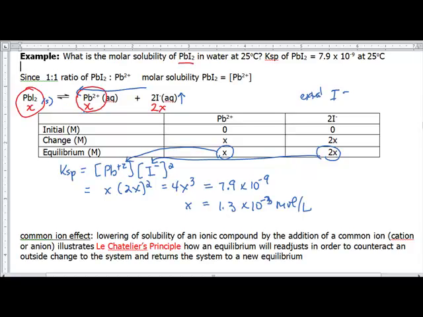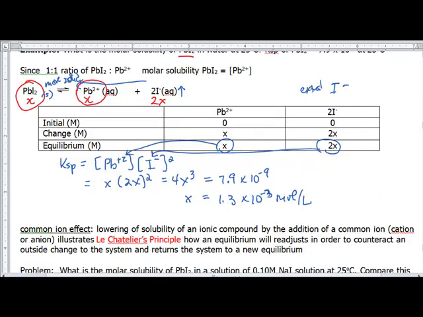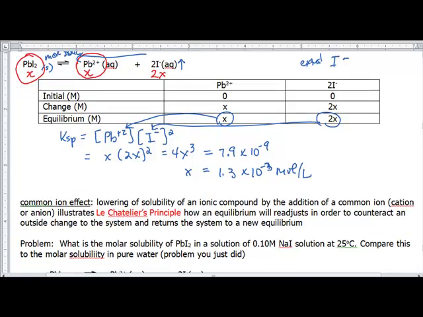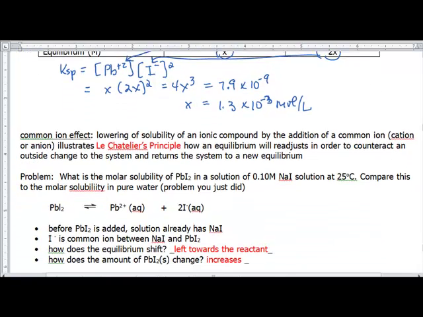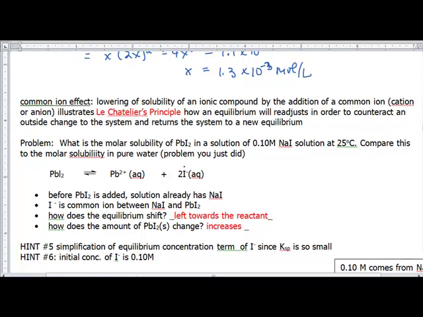And so what would you observe? You would observe more solid being formed, because on the reactant side, the reactant is lead iodide solid. So we're just looking back at equilibrium with Le Chatelier's principle, how that changes. As I add more I minus, I have the shift over to the opposite side of the equilibrium, the solid side. So it increases the amount of PbI2 that precipitates.